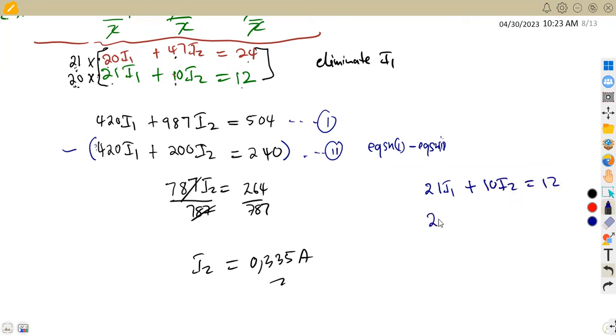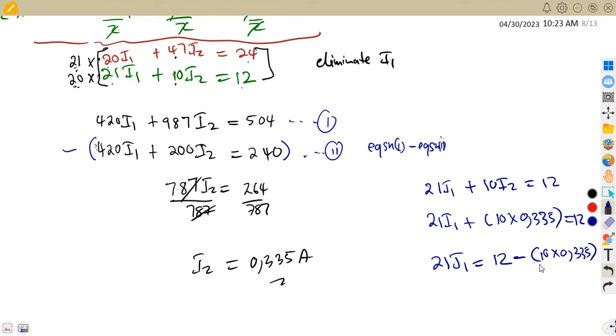So you're going to substitute, or you can just make I1 the subject. In this case, that's 10 times I2, which is this value that we got, 0.335, is equal to 12. So that's 21 I1 is equal to, if we transpose, it was a plus, so it's going to be a minus 10 times 0.335 like this. Then you divide by 21 both sides.